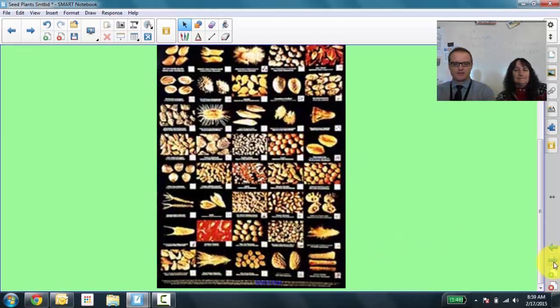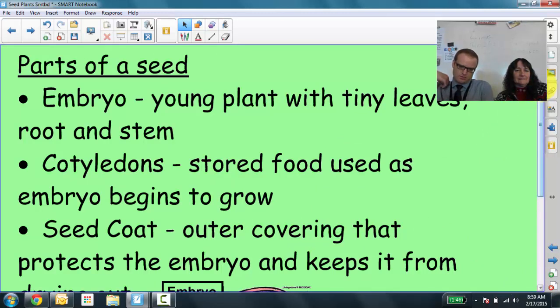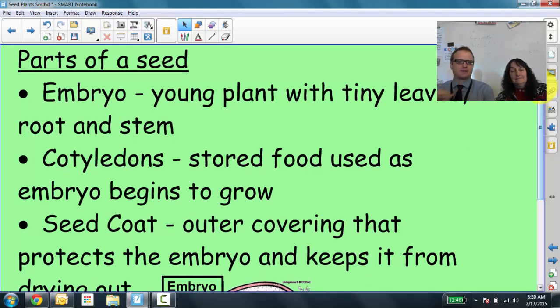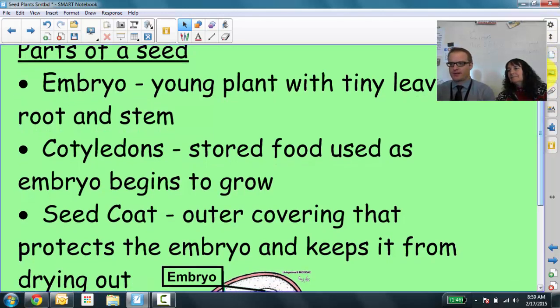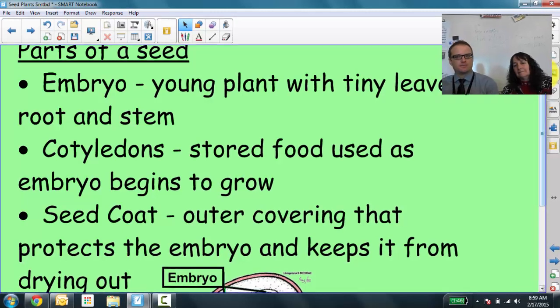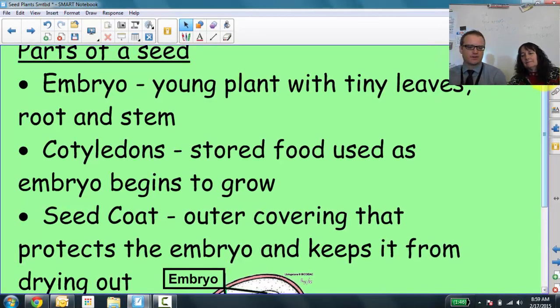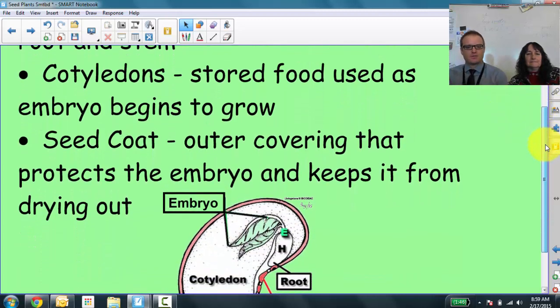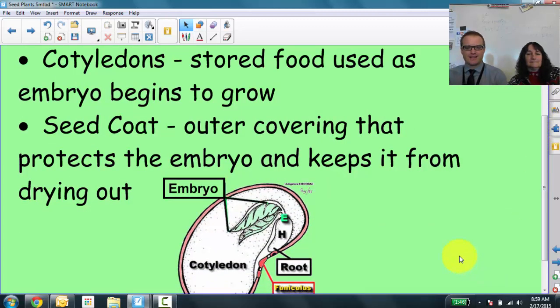The parts of a seed: you have an embryo, which is actually the baby plant inside with tiny leaves, roots, and stem. You have what's called a cotyledon, which is the stored food. Before the plant breaks through the ground, it's going to use that food to grow to get to the surface. It's also going to have a seed coat. Some are tougher than others, but it's the outer covering that protects the embryo and keeps it from drying out. And there are our three parts.